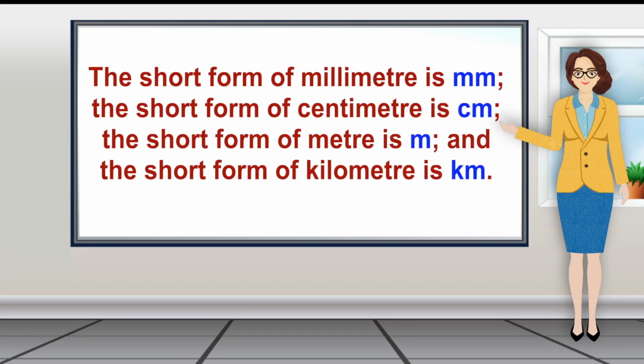Remember, the short form of millimeters is mm. The short form of centimeter is cm. The short form of meter is m. And the short form of kilometer is km.